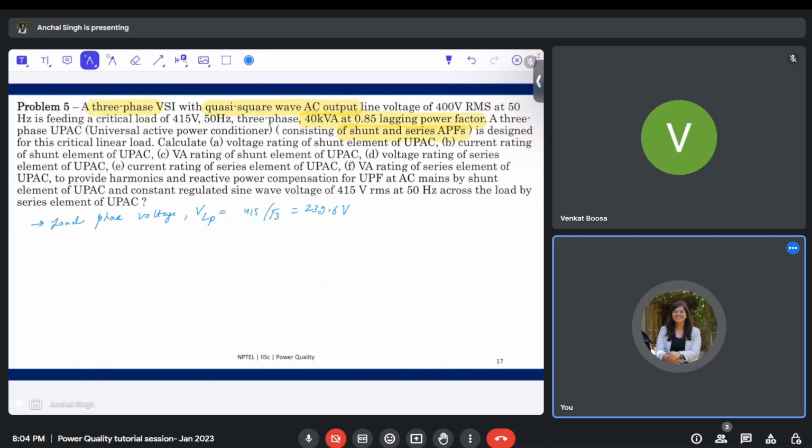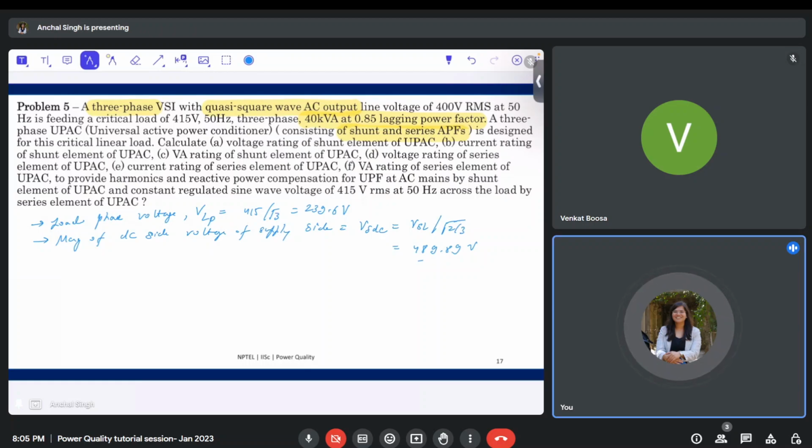So this is 415 volts. This is the desired load phase voltage. The magnitude of the DC side voltage of the supply side voltage source inverter is estimated, let me call it VSDC. We've already used this variable, and this is VSL by under root 2 by 3. We have used this formula as well, and this will come out to be approximately 489.89 volts.